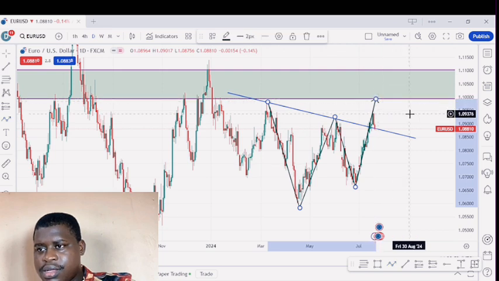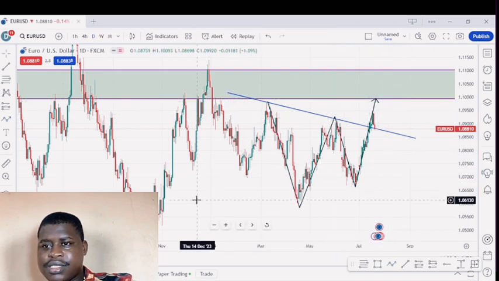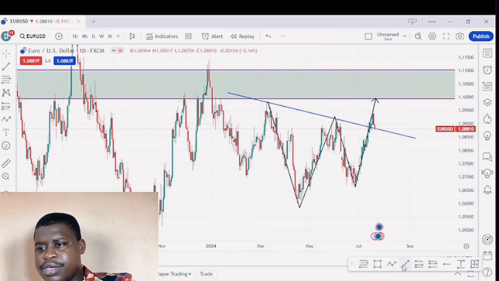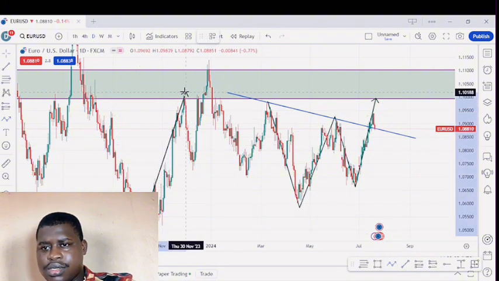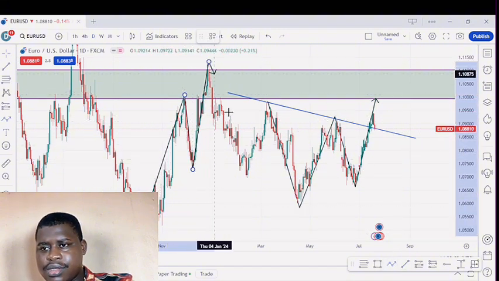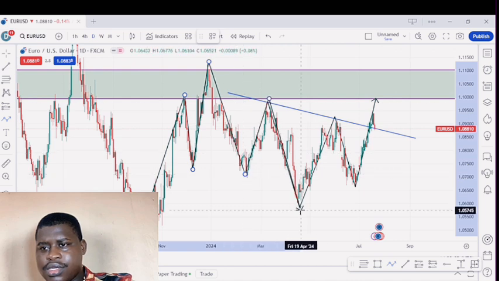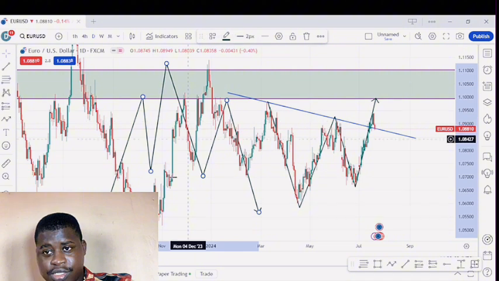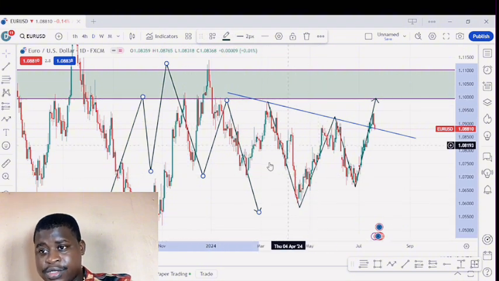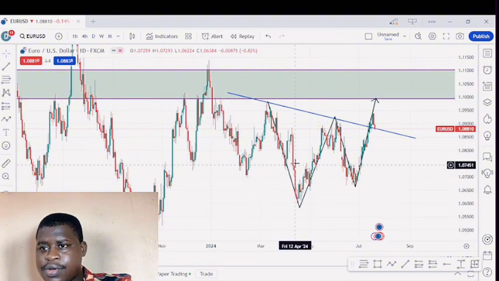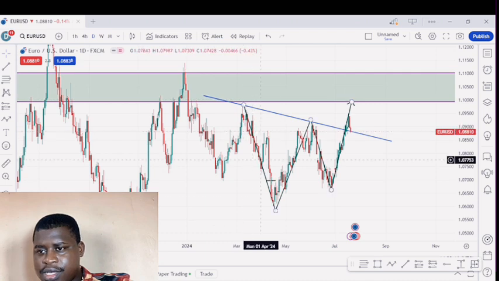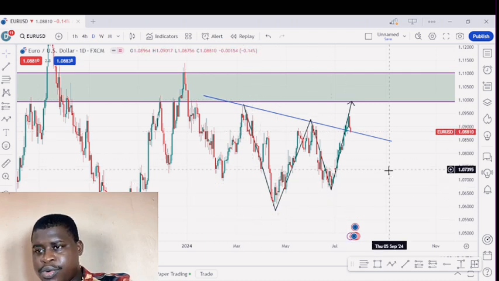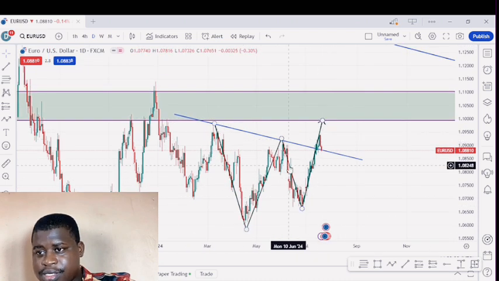Okay, this is the neckline, right? Look at what happened there. This happened there. You see, head and shoulder played out here, right? Now this played out here, a double bottom played out here, right?